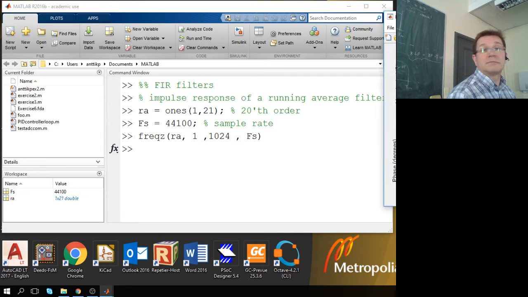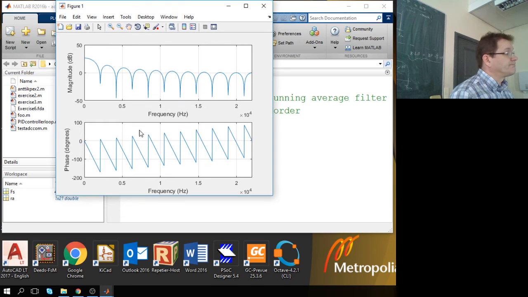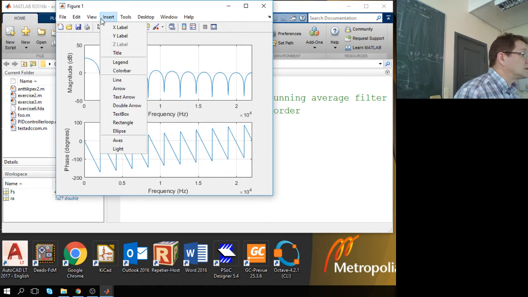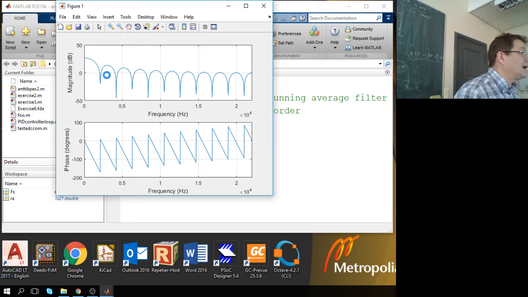And it looks like this. Okay, that's as good as this running average system can actually come. And basically, this is the point which defines the low-pass filter characteristics. So can I actually do some modifications on that one? Line. Haha, yes I can. Let me add a line here.